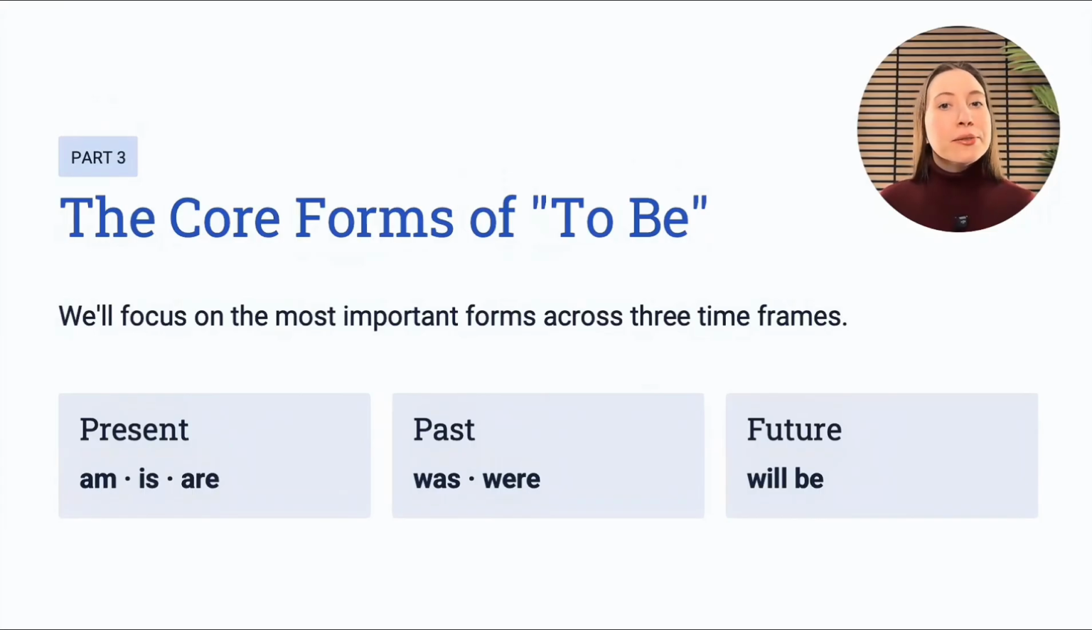You may also hear forms like have been or has been. Those are very common too, but they belong to bigger tense patterns, more specifically, perfect, but we won't be talking about them today as it is a whole other topic that I will discuss in my future videos. So in this video, we're focusing on the most important core forms: am, is, are, was, were, and will be. Let's start with the present.